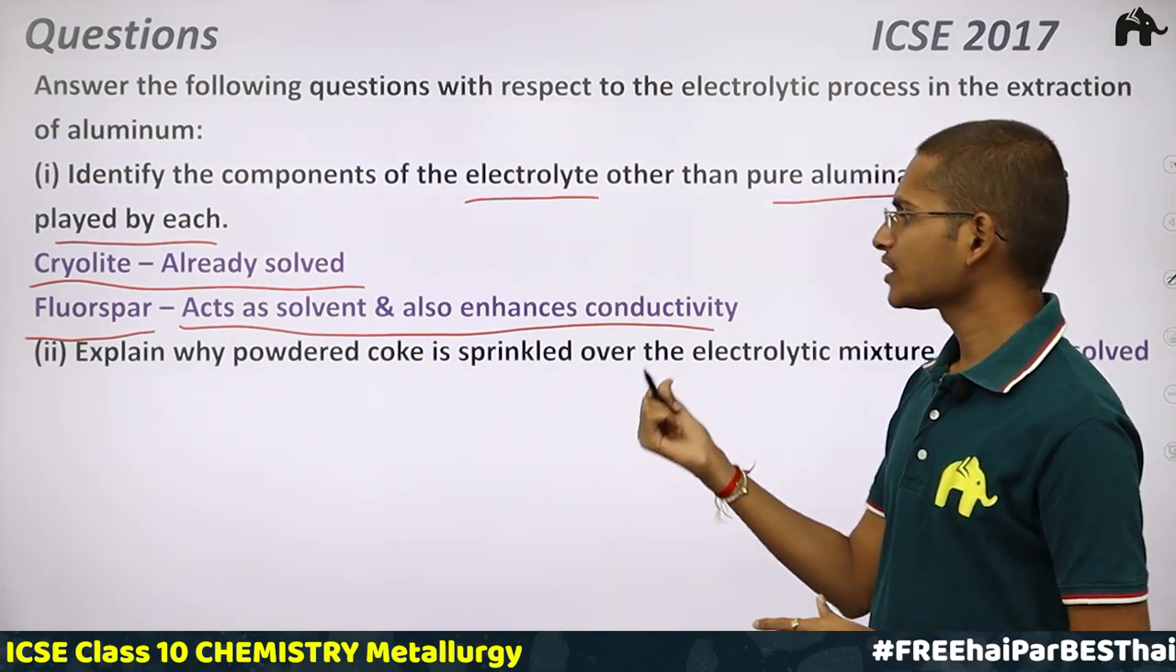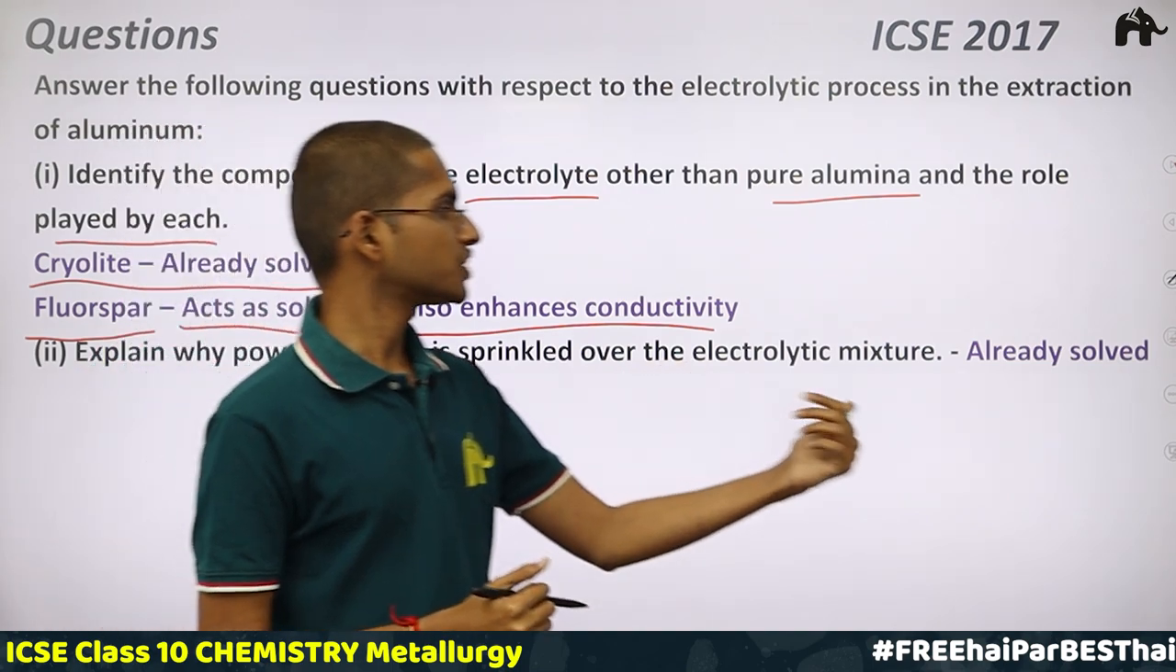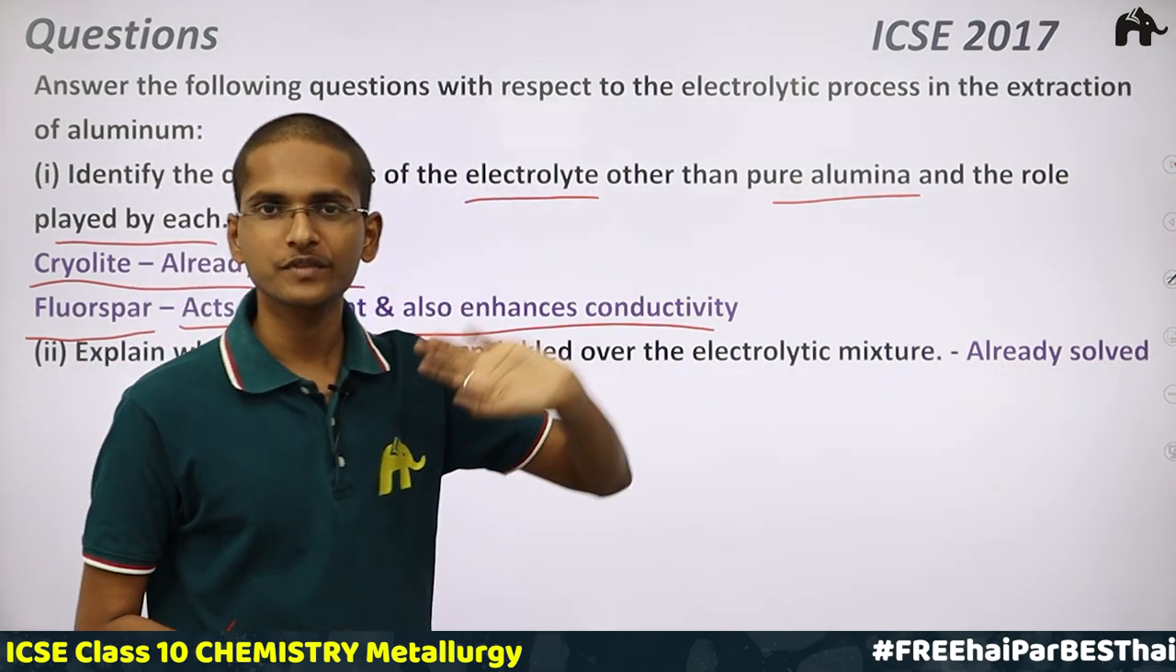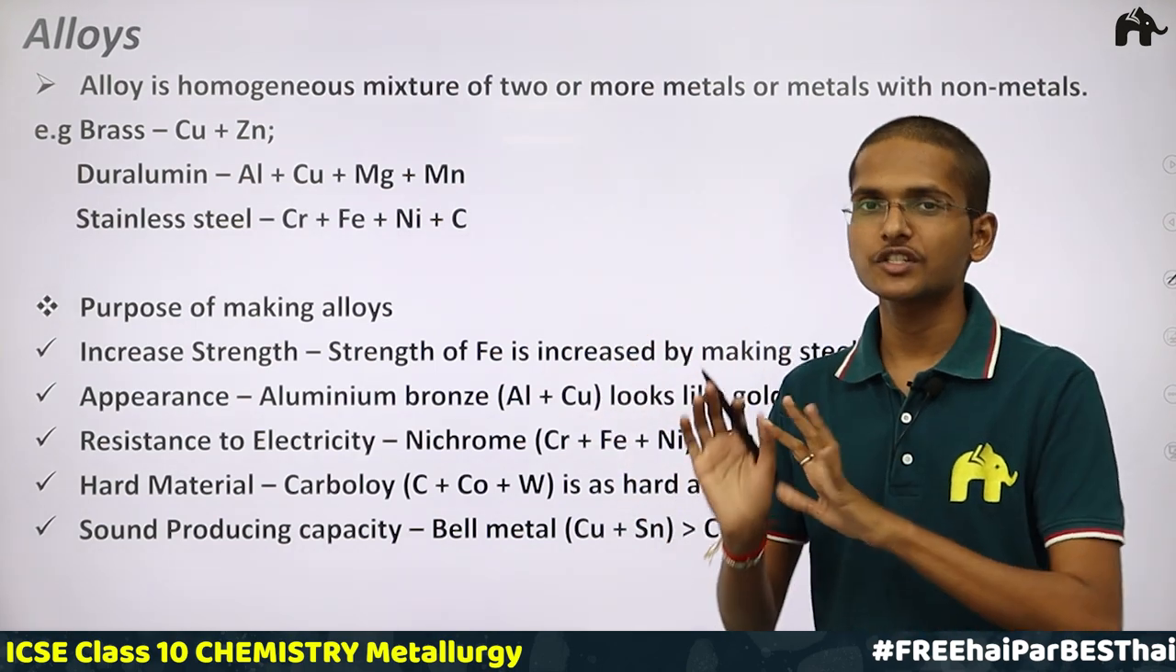And explain why powdered coke is sprinkled over the electrolytic mixture. We have already solved this also, right? Just now we have seen. Clear? Now let's see the last topic of this chapter, which is alloys.